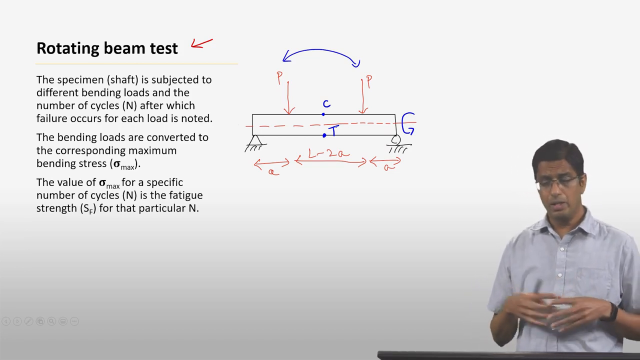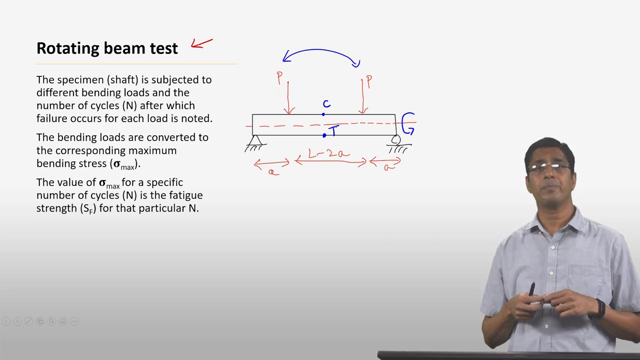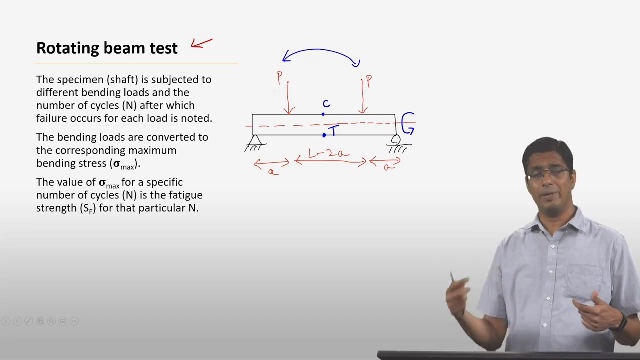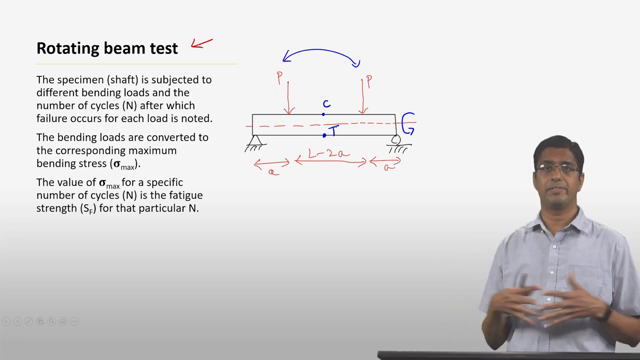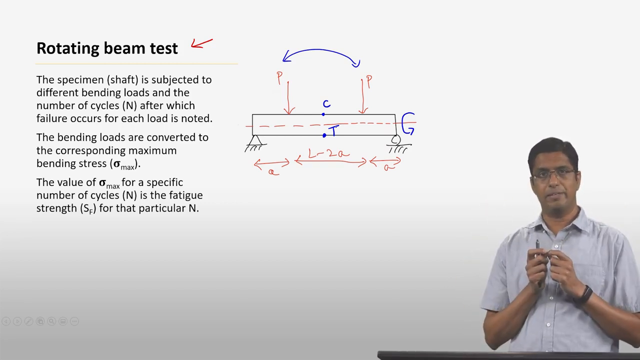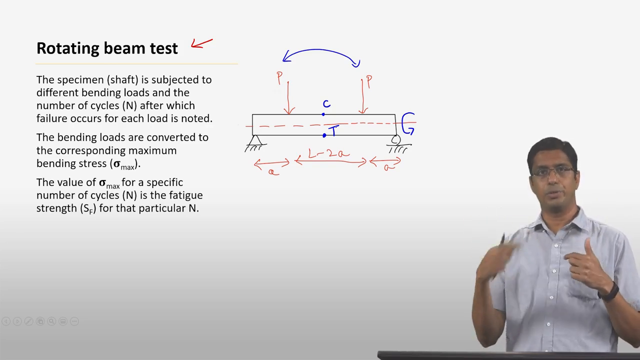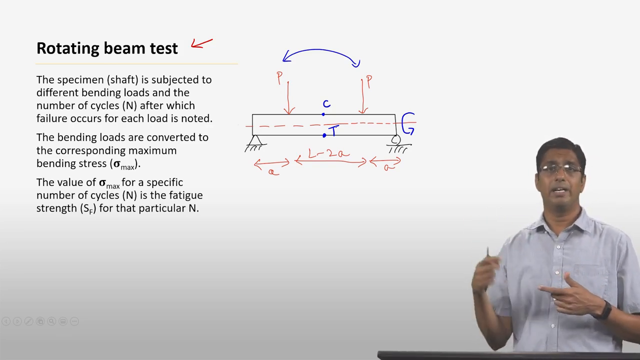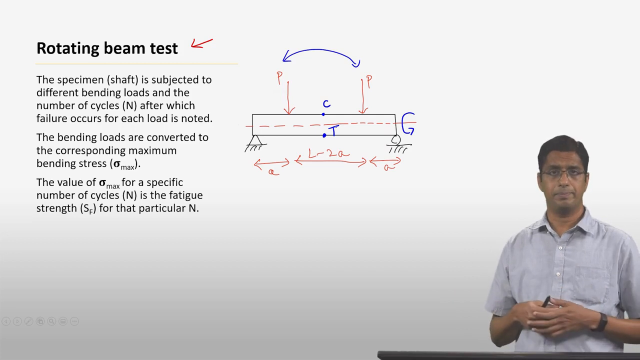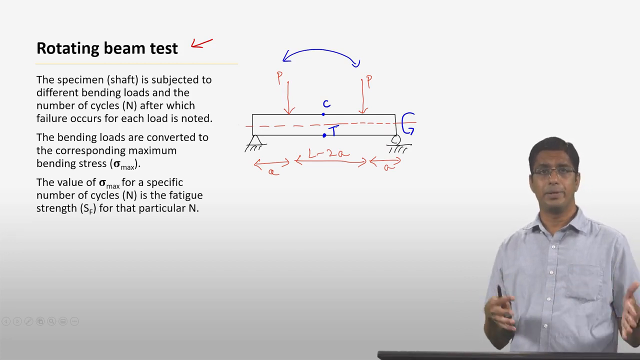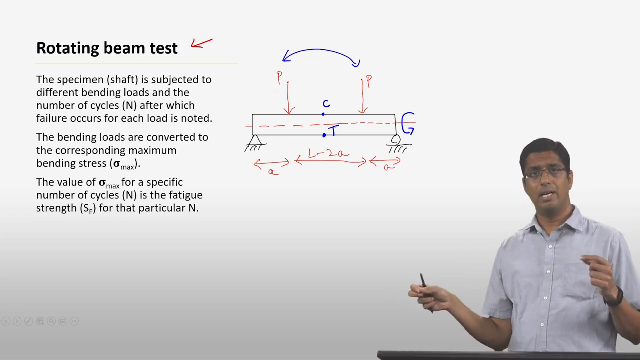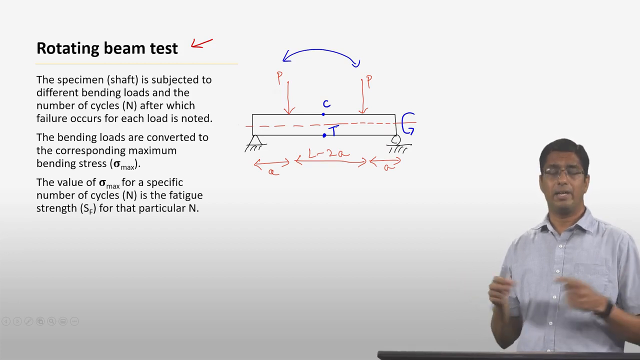And then what you do is you apply a specific force P, and then you find out how many cycles of this rotation are required for you to actually break this shaft or break this beam. Okay, so essentially you specify a value of P, you apply a certain P, and then you rotate it as many times as is required and find out after how many cycles it breaks. Then you change the value of P and repeat the experiment. Okay, so essentially you're going to get a plot where you have P on one axis and the number of cycles it took to fail on the other axis.